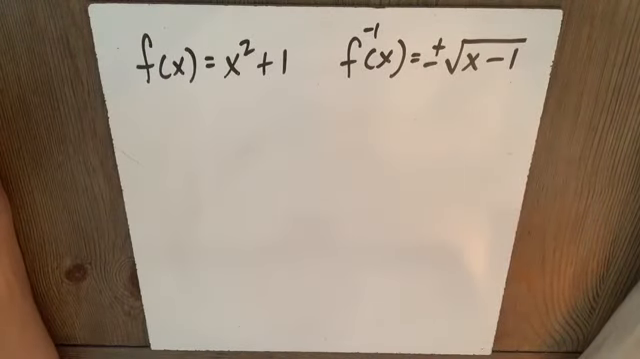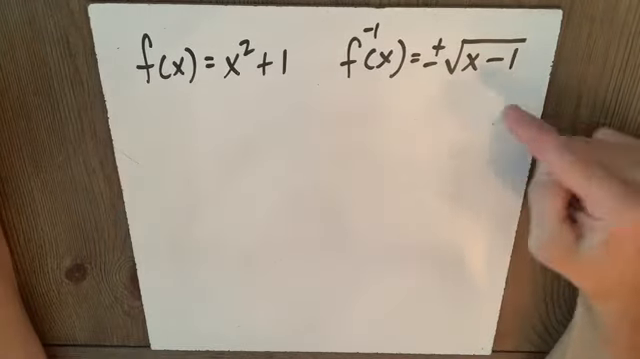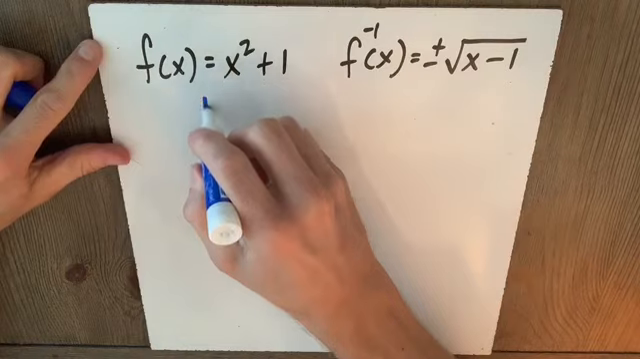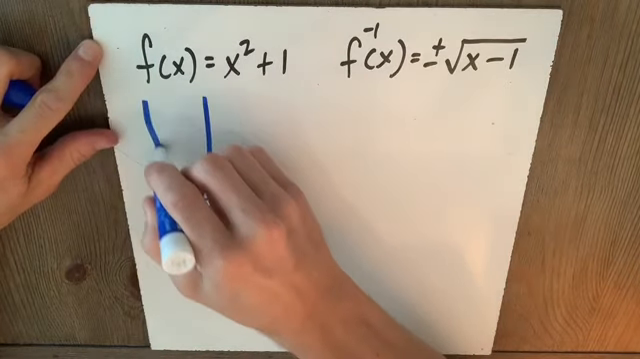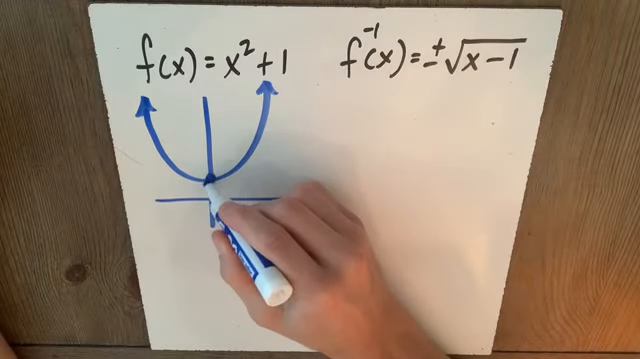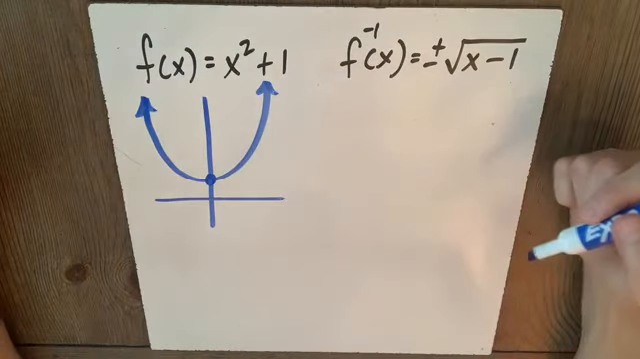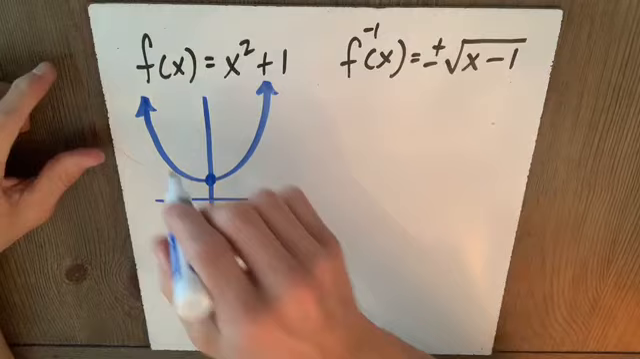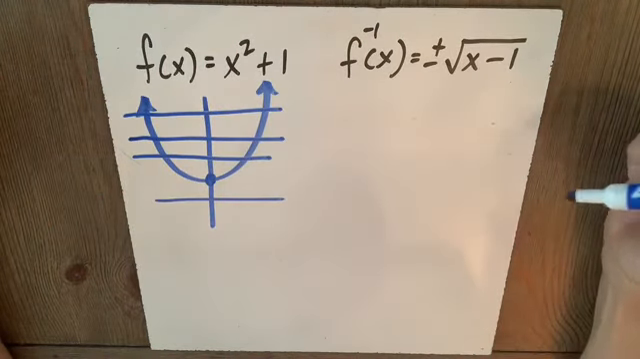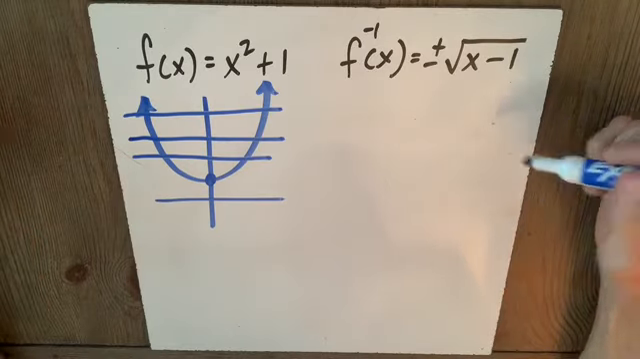So here are our results. The function was x squared plus 1. The inverse function was plus or minus the square root of x minus 1. And so when we graph this, we get this U shape, but moved up 1. And we said it was a function because it passed the vertical line test. But it fails the horizontal line test. And therefore, it doesn't have an inverse function.